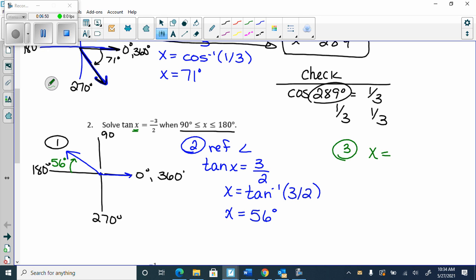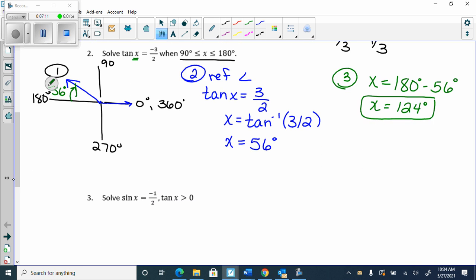Now in quadrant 2, how we always get the answer, we do 180 and we subtract off our reference angle. So we do 180 minus 56, and we should get 124 degrees. How'd you do on those two? Good? Yes? Thumbs up? Good? Okay.